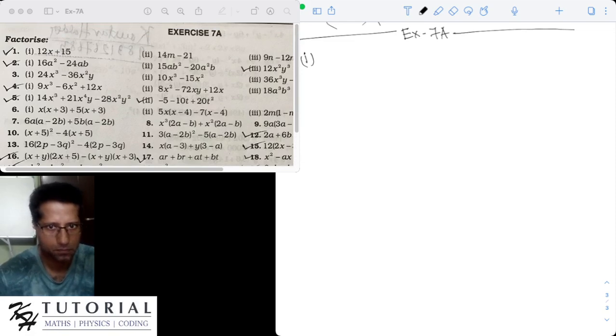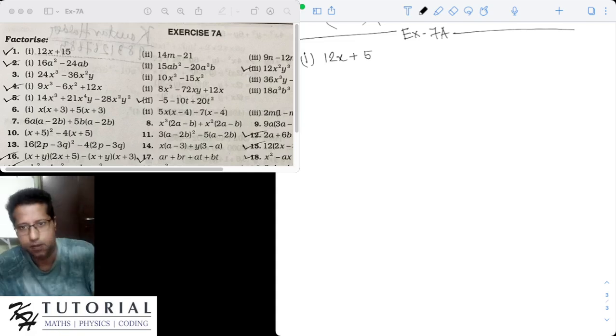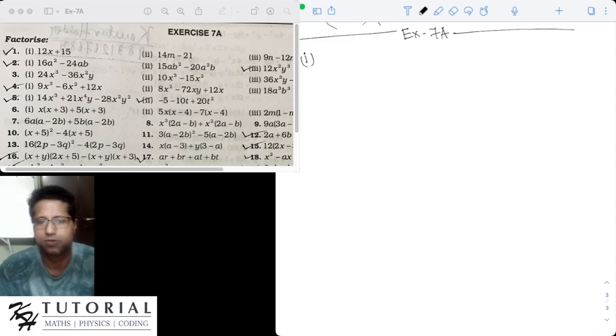So first part of problem number 1, it is asking to factorize 12x plus 15. So this is the given polynomial, and I will try to solve the problem as per the quick notes, so that you can correlate the quick notes with the solving of the problem. So p, the polynomial p, is given as 12x plus 15.